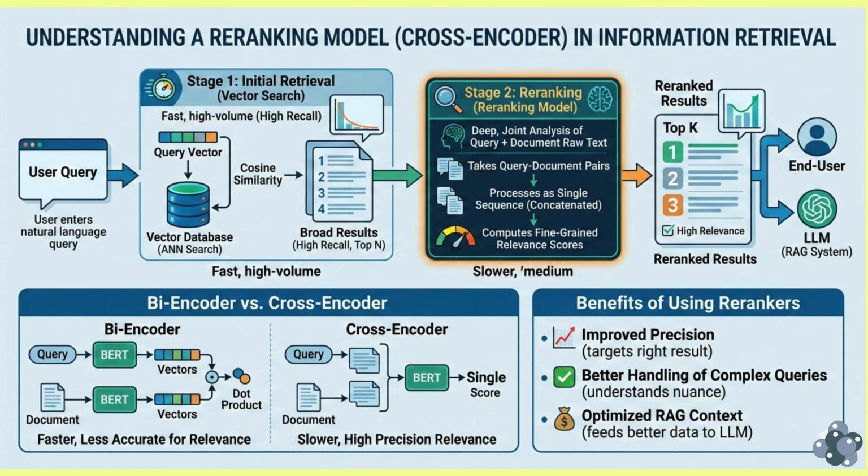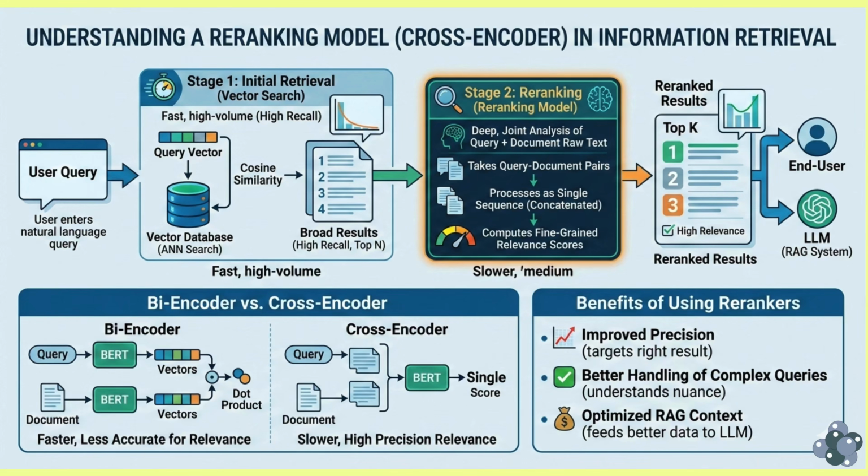So what are the benefits of using these re-rankers? The integration of re-ranking models significantly enhances the performance of vector search applications. So we have improved precision. They ensure that the documents which are most relevant to the query's nuance and intent are at the very top. We have better handling of complex queries. Re-rankers are better at deciphering ambiguity, specific details, or complex constraints within the query that might be missed by the initial vector comparison. And we have optimized RAG context.